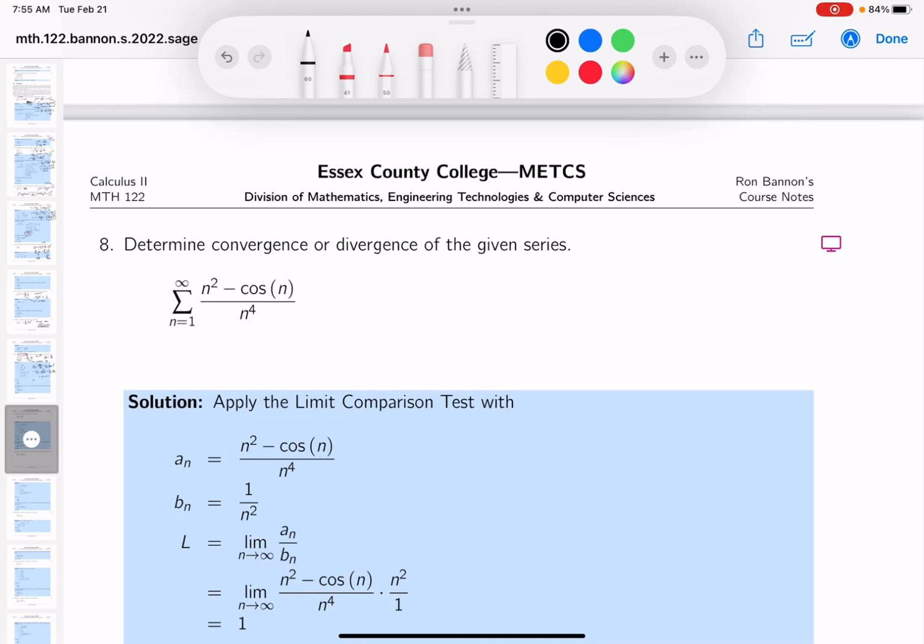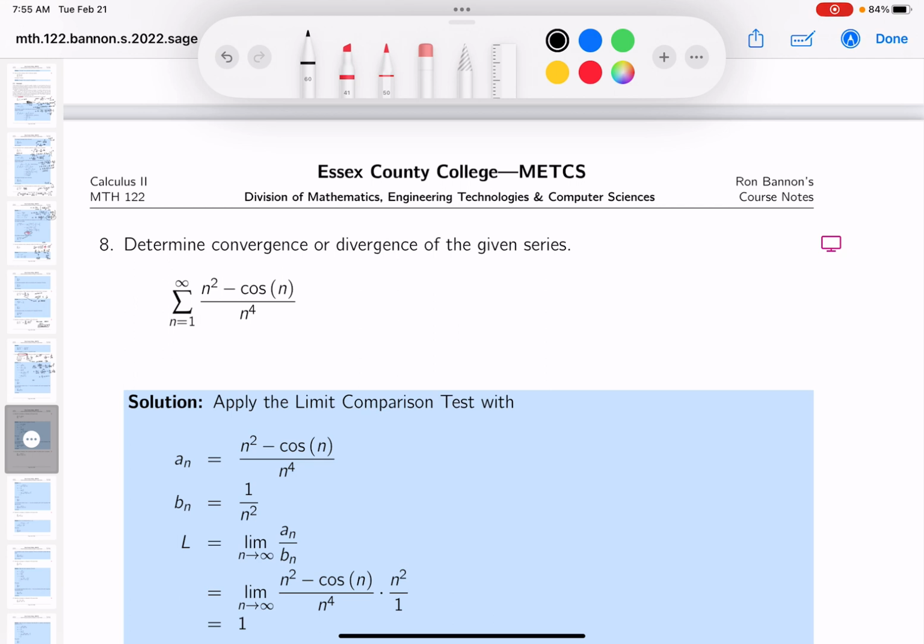Again, it's a positive term series. If you want to think about it, the big problem is the cosine. The cosine bounces back and forth between plus or minus 1. So if you start at 1, you get 1 minus the cosine of 1, and the top number is certainly going to be positive then. I got that part covered. And from there on out it's going to be positive.